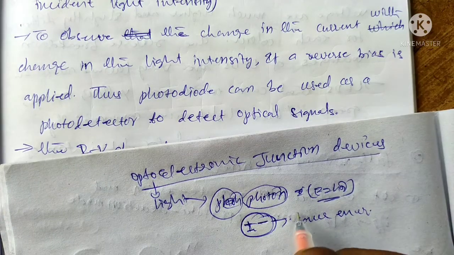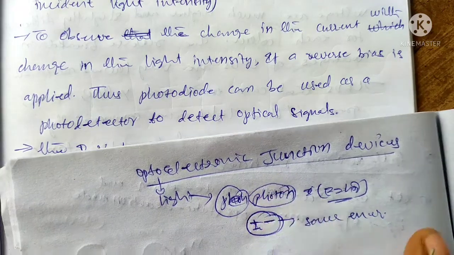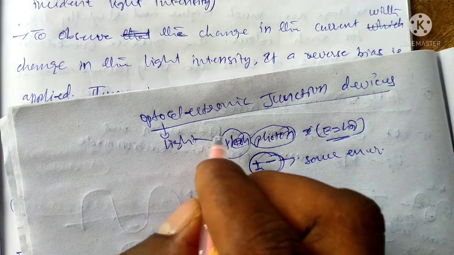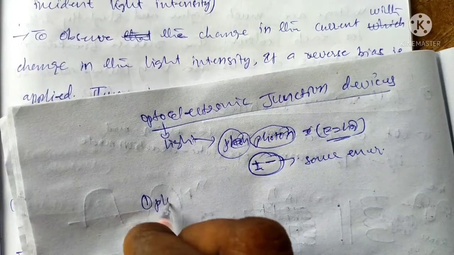Okay, now we can discuss the optoelectronic devices. There are three types of optoelectronic devices. The first one is photodiodes.